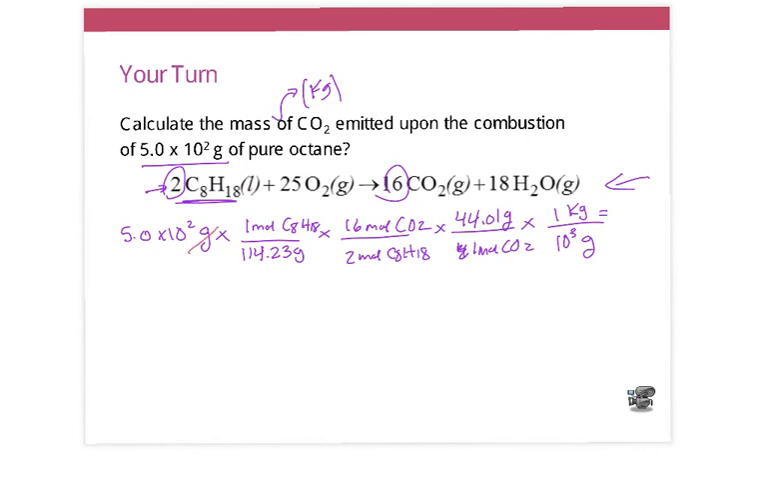We can simplify all this, cancel everything out, and we are left with kilograms of carbon dioxide. We should end up with 1.5 kilograms of carbon dioxide. The correct number of significant figures, don't forget your unit and what your answer is here.